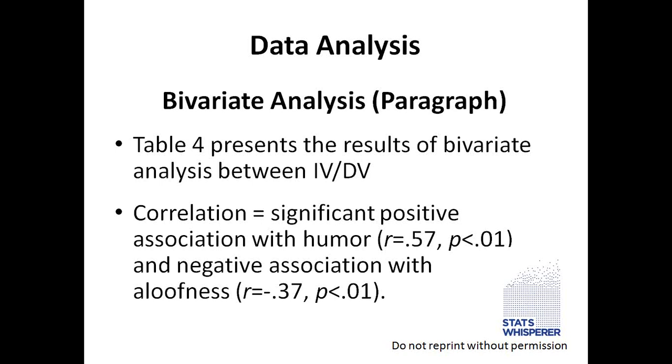Now the correlations, right? So you'll notice they're significantly more scant. Table 4 presents the results of the bivariate analysis between the independent and dependent variable. Very good. And specifically, the correlations indicated a significant positive association with humor and happiness. Then we have the R, that's the statistic for the Pearson's R, and the probability. And then a negative association with aloofness. And we also have the R with the minus sign indicating a negative relationship, and the probability.